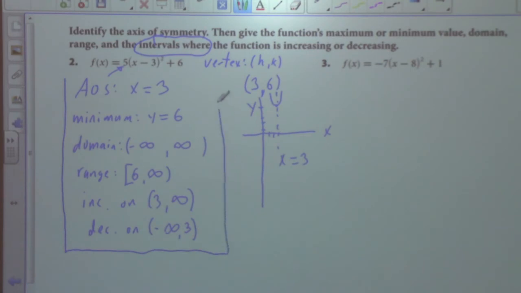So I invite the audience to go ahead and work out number 3, and I'm going to call on somebody shortly to help me out with number 3. All right?